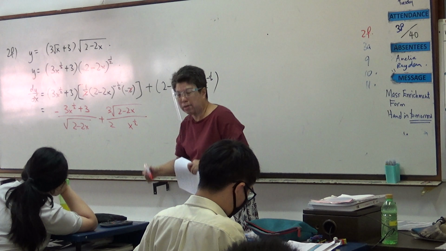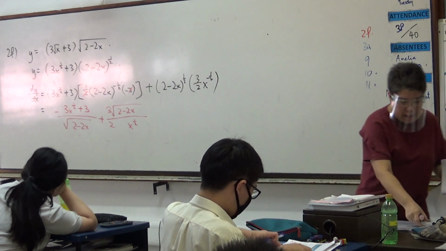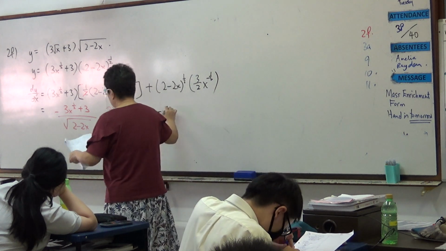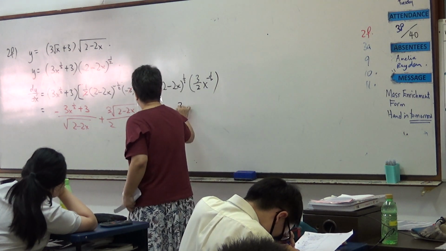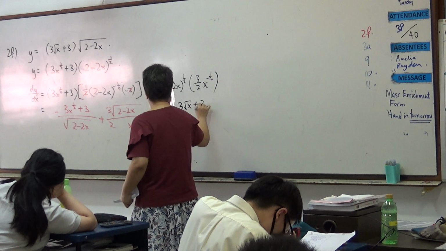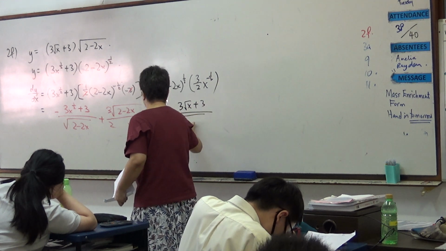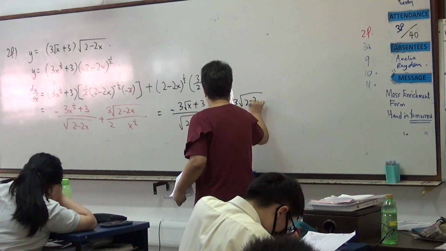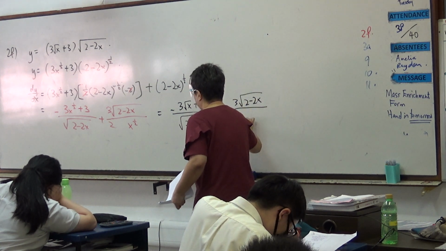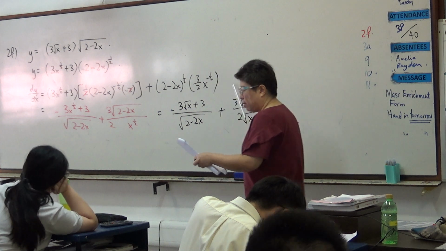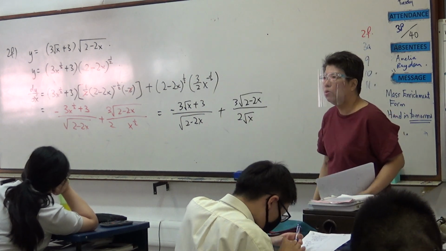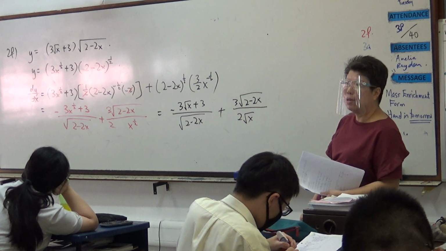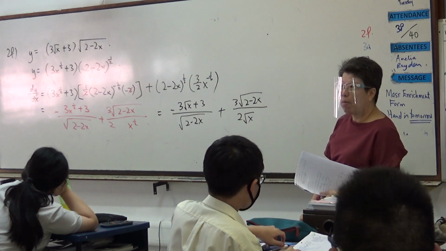Do you agree 3 over 2, I can write like that? Correct, class? Okay, now, of course, if you want to write everything in terms of the square root, it will be negative 3 root x plus 3 over... that's all you need to do. Understand? Don't need to go and combine or anything. Everybody clear? Everybody clear now?